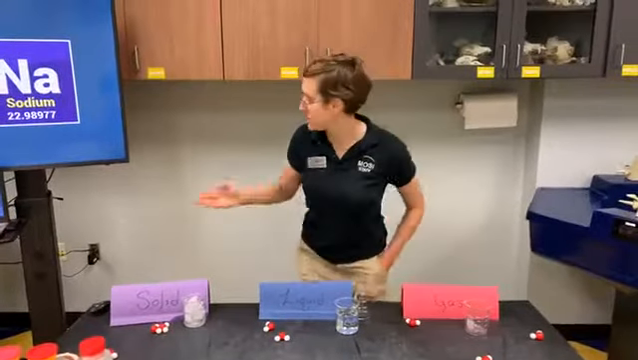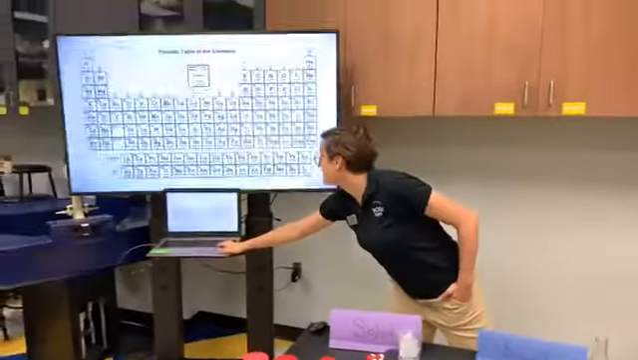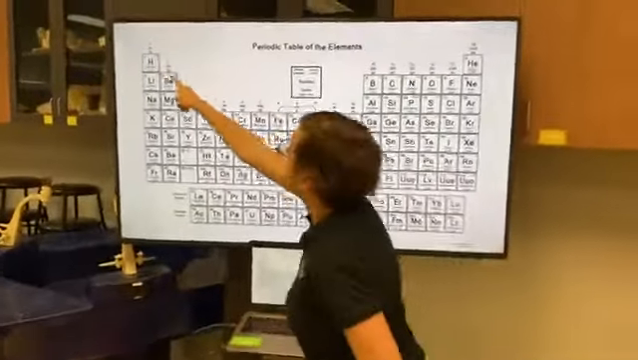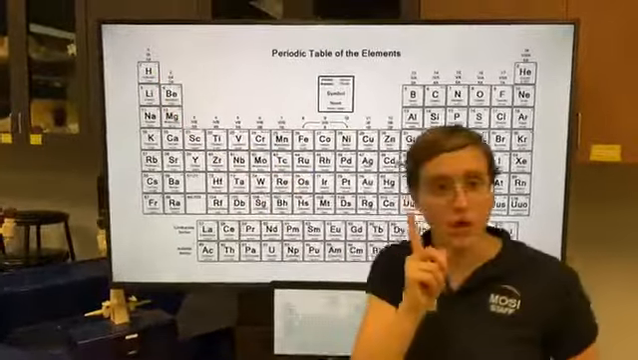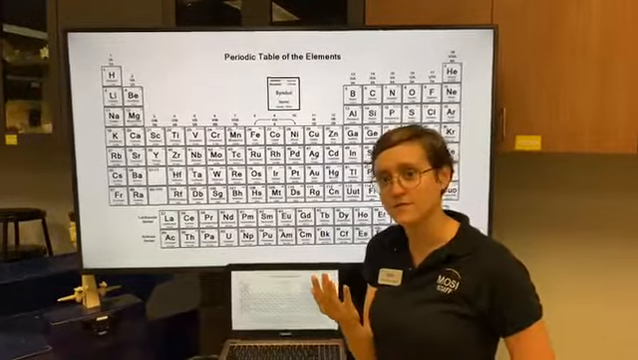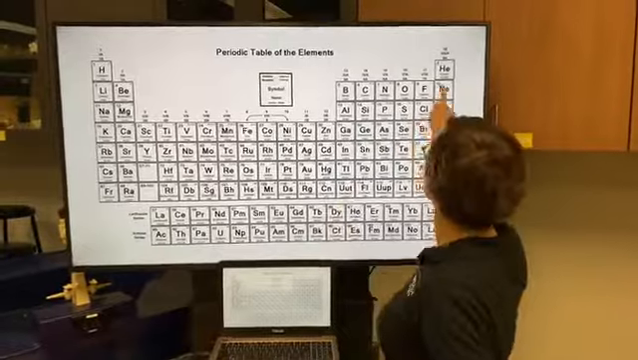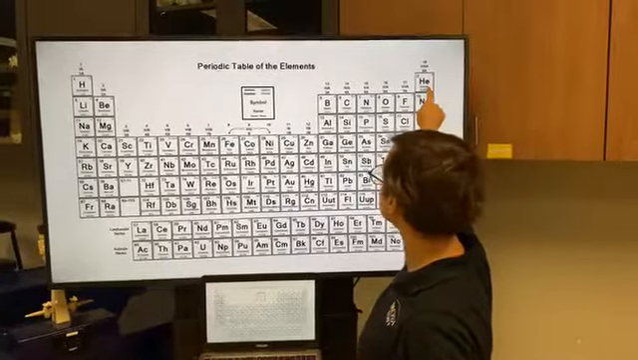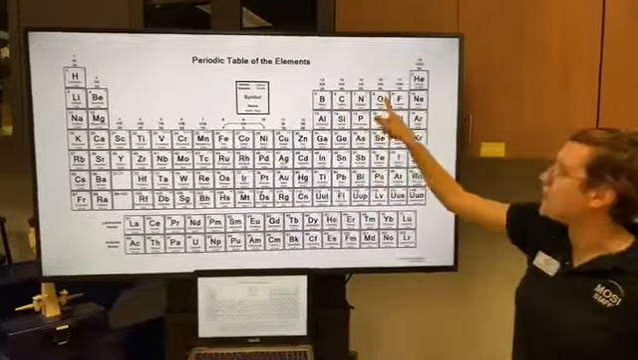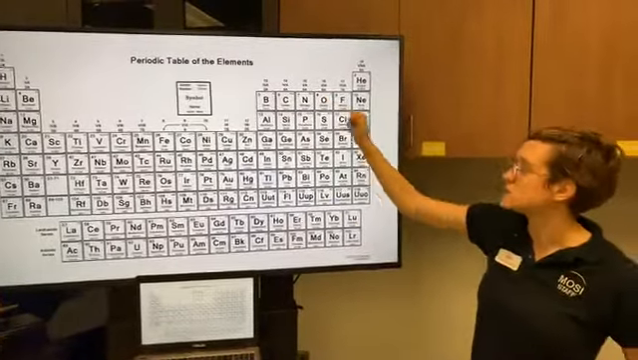So for example, let me go back here. We have our periodic table. Hydrogen is atomic element number 1. Do you remember what that means? How many protons does it have? That's right, 1. Helium is going to have 2 protons. Something like carbon, for example, is going to have 6. Oxygen will have 8 protons, and so on.